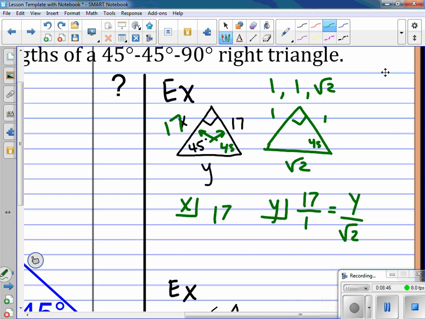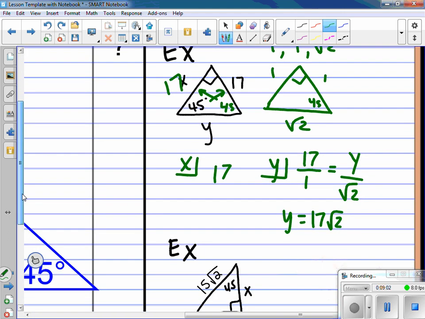Okay? So just write a proportion. 17, the left one to the right one, 17 over 1, is equal to y over square root of 2, right? I'm going to cross multiply. And then y equals 17 square root of 2. There's your answer.